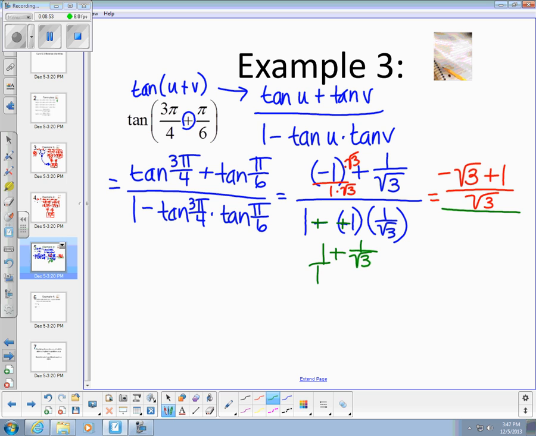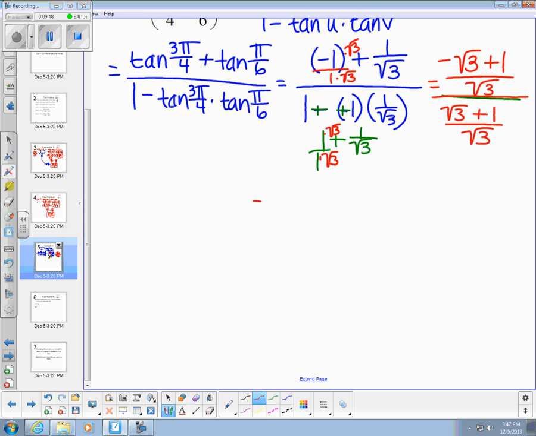Again, I need a common denominator. So I'm going to multiply top and bottom here times square root of 3, which will give us square root of 3 plus 1 over square root of 3. This is a complex fraction. I don't want to leave my answer that way. So I need to flip the bottom and multiply. So this becomes negative square root of 3 plus 1 over square root of 3 times, when I flip the denominator, square root of 3 over the square root of 3 plus 1.